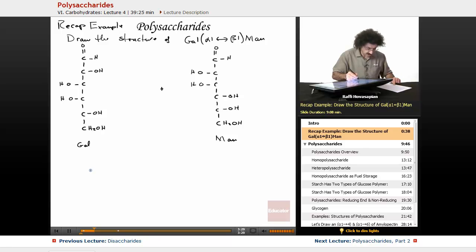So we have this, like that. And we have the alpha configuration, so this hydroxy is down, this hydroxy is down, this hydroxy is up, and this hydroxy is up, and of course we have our CH2OH. So that's what we did. So now we have our alpha galactose, and now let's go ahead and do our mannose.